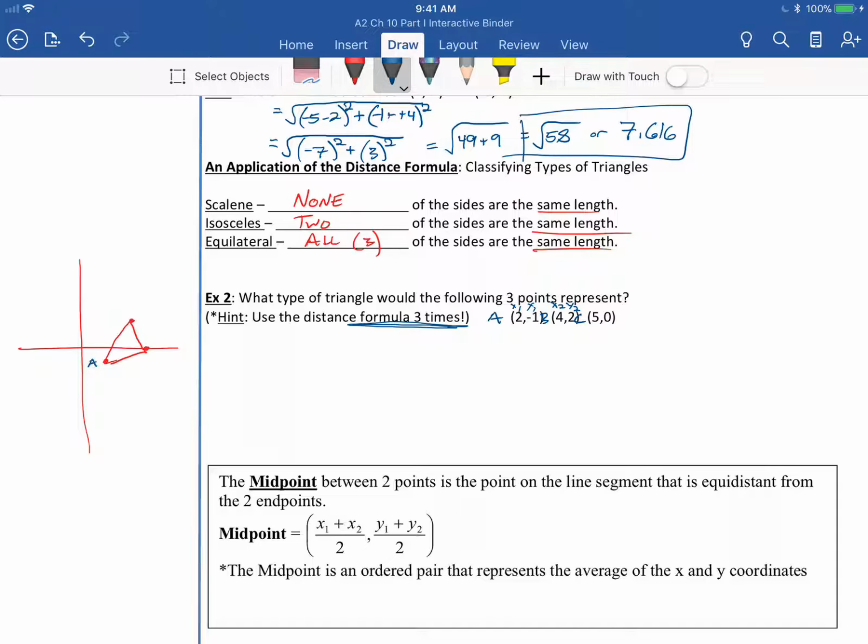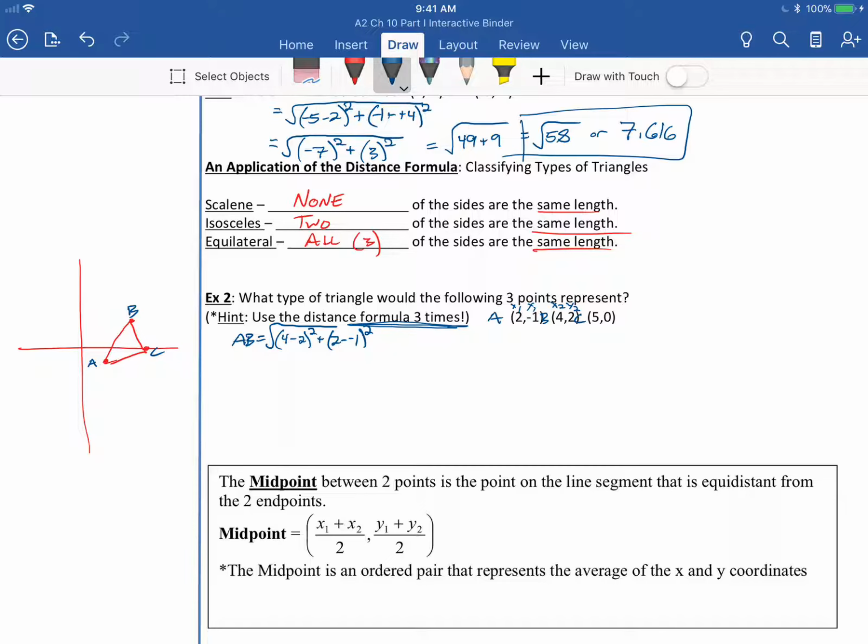So this is A, B, and C. So we're going to first find the distance of AB. All right, and that is the square root of what? We have 4 minus 2 squared plus 2 minus negative 1 squared.